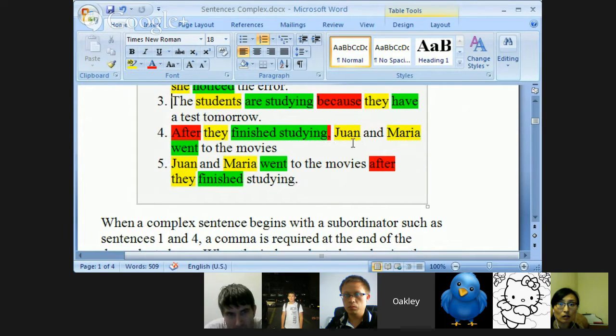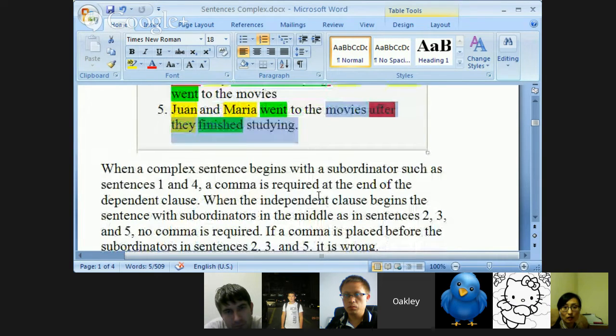Notice the last pair, 4 and 5, they are actually the same. After they finish studying, Juan and Maria, well, what's going on here? Juan and Maria went to the movies. Juan and Maria went to the movies after they finished studying. With a complex sentence, it doesn't matter if you put the independent clause or the dependent clause first. The only difference is if the dependent clause is first in the sentence, you must have a comma, as in number 4. When the dependent clause follows the independent clause, you don't need a comma. It's not necessary. Okay.